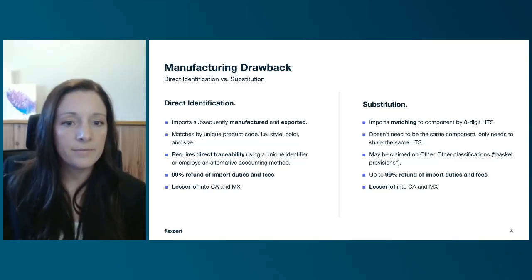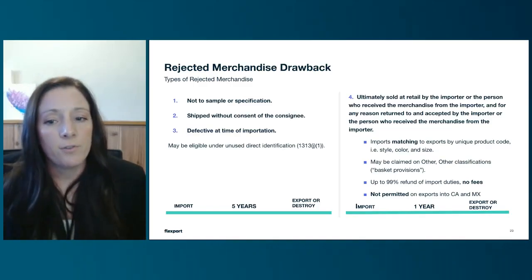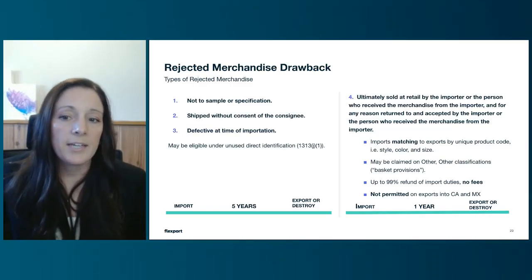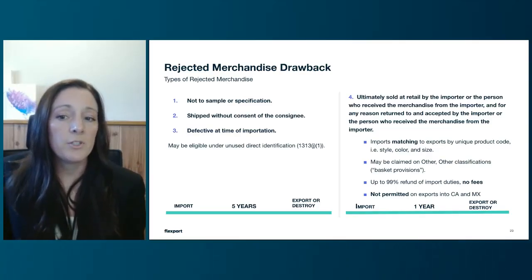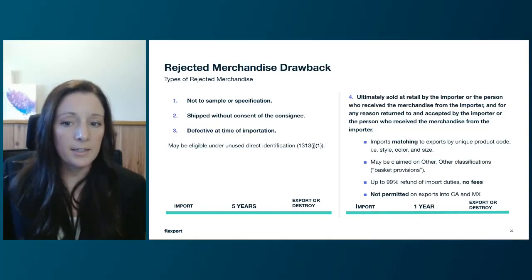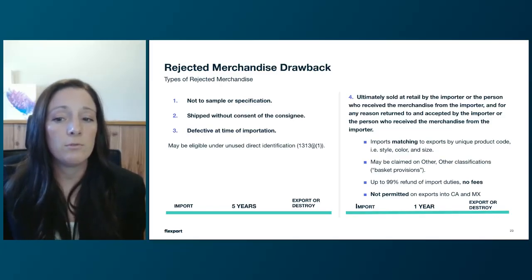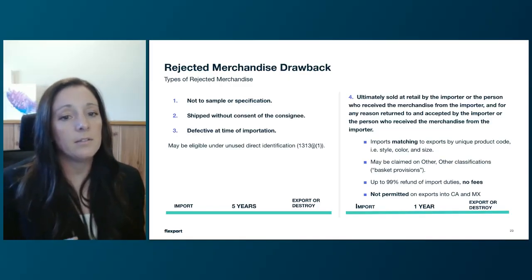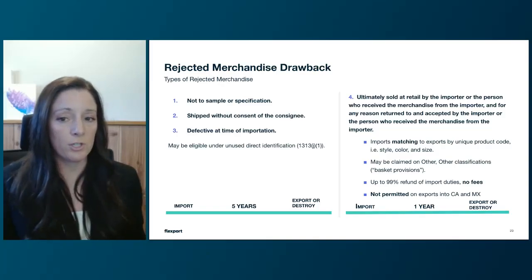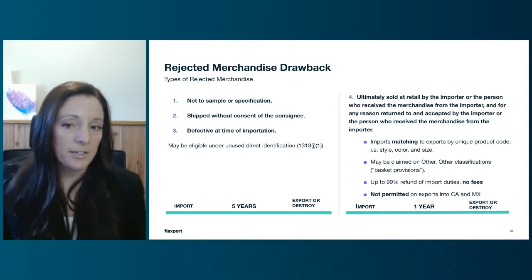please. Rejected merchandise. This can fall into 4 categories. 1, non-conforming to sample or specification. 2, items have been shipped without consent of the consignee. 3, items have been determined to be defective at the time of importation. These 3 rejected provisions allow for the standard 5-year time frame from import to export or destruction, and may be claimed under a direct identification.